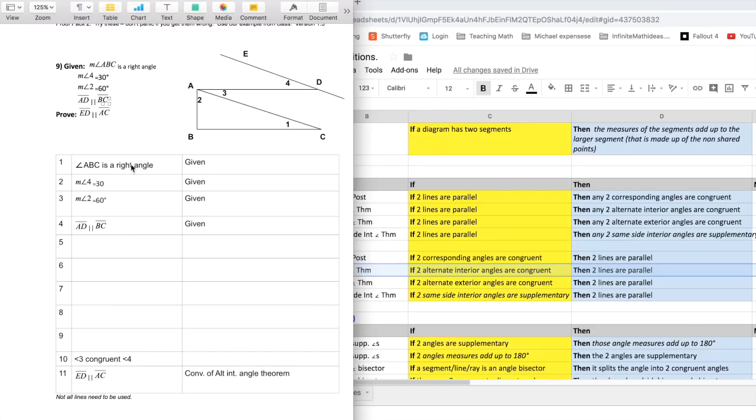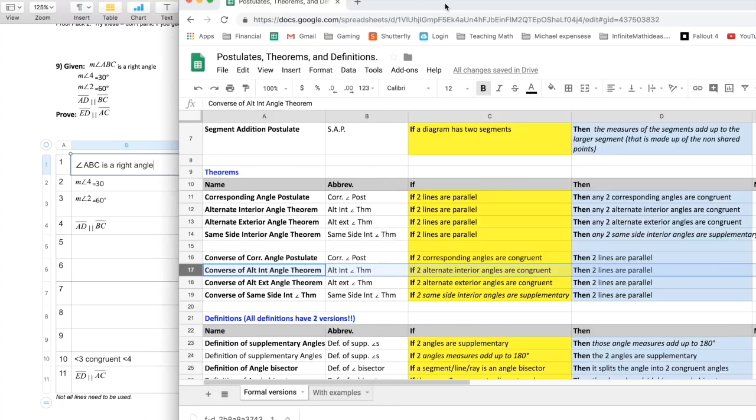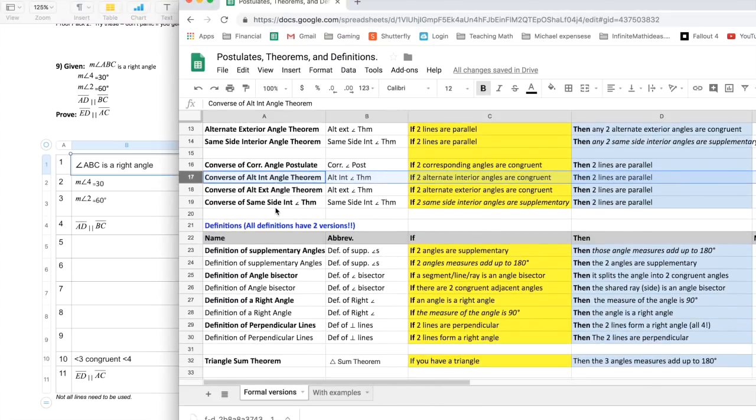I'm given 4 givens, okay? Anytime somebody says something is a right angle, or supplementary angles, or an angle bisector, anytime somebody declares something to have a name, I know it's a definition. So I'm going to look to my definitions to see which definition says the words right angle in it, right? So I'm going to scroll down to my definitions here. These are not all of them, but they're most of them that we use.